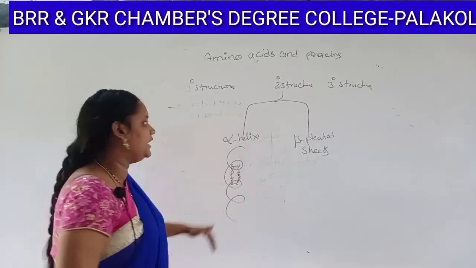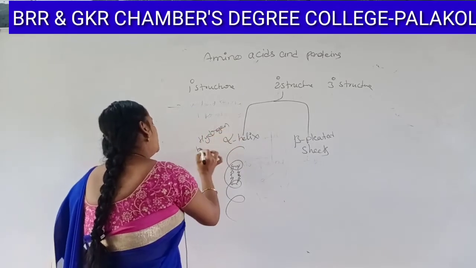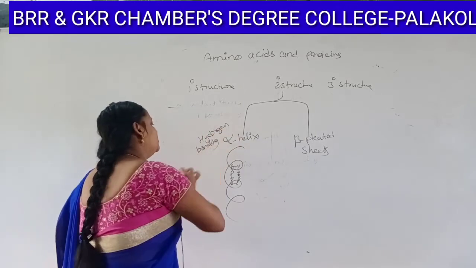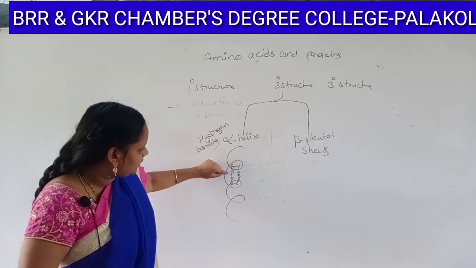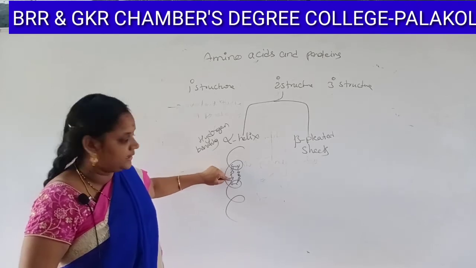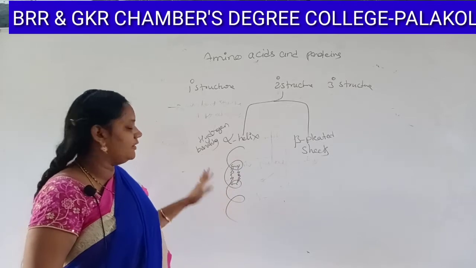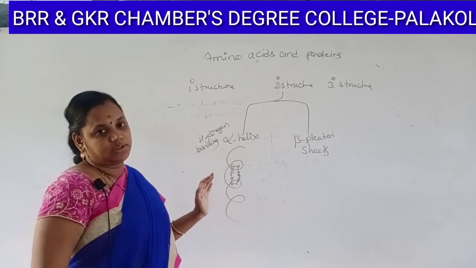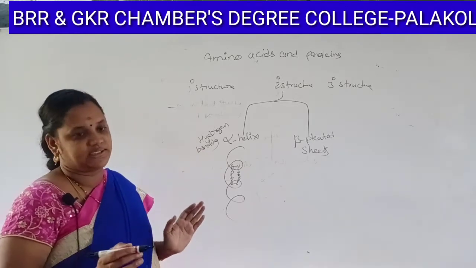Here they are connected through which bonding, students? Hydrogen bonding. Here the C double bond O, oxygen, is connected with NH through a hydrogen bonding. Here also hydrogen bonding. This is the alpha helix structure, one of the secondary structures of protein. What happens in beta pleated sheets?